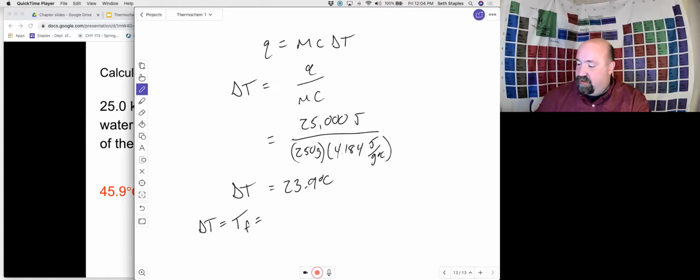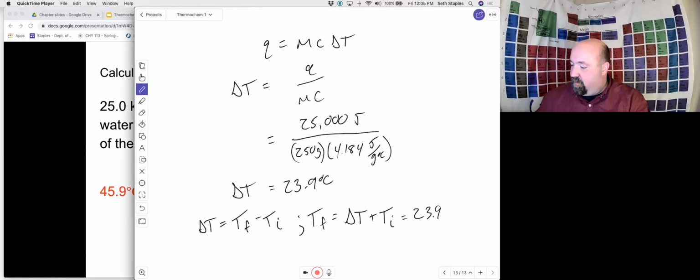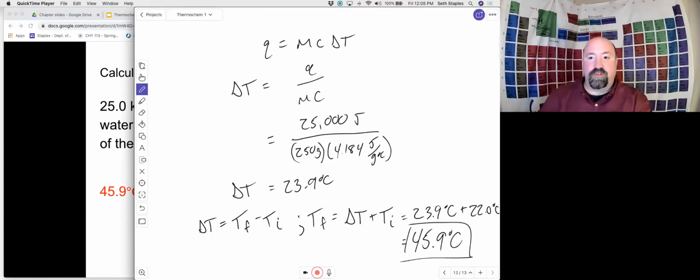So remember, delta T is our final temperature minus our initial temperature. We're looking for our final temperature here. So our final temperature is going to be delta T plus our initial temperature. Delta T, we just solved for, 23.9 degrees C. Our initial temperature was 22.0 degrees C, giving us our final temperature of 45.9 degrees Celsius.